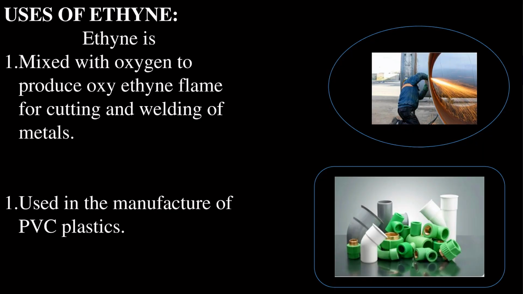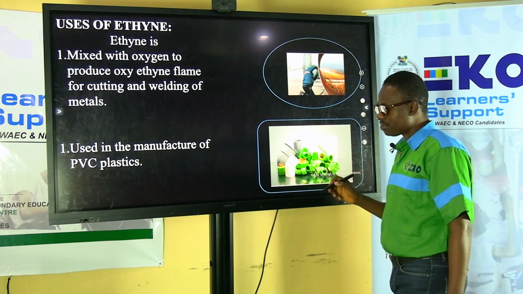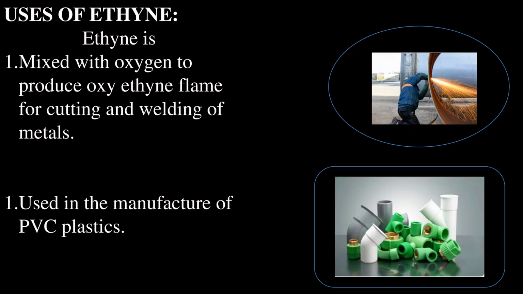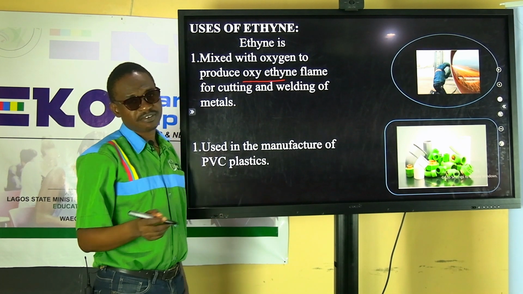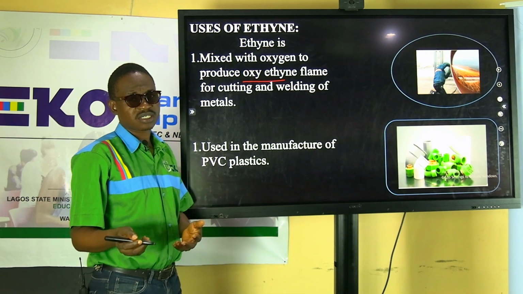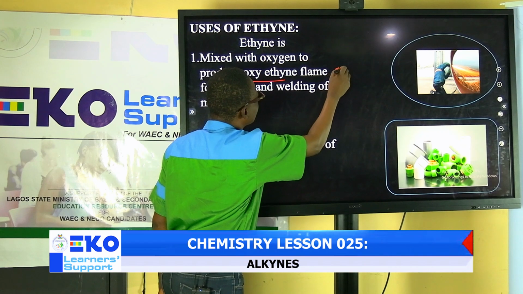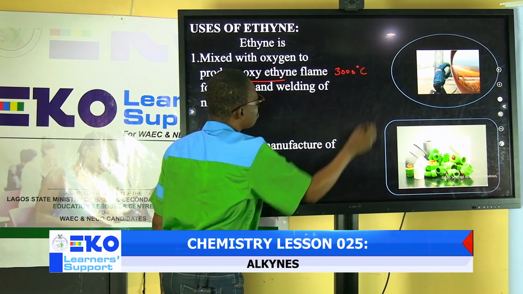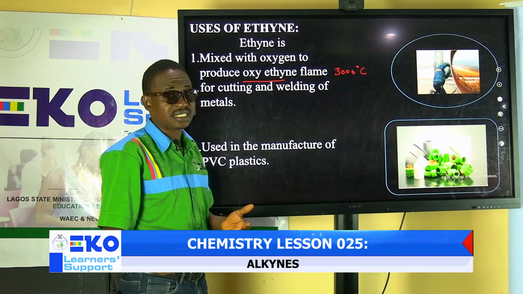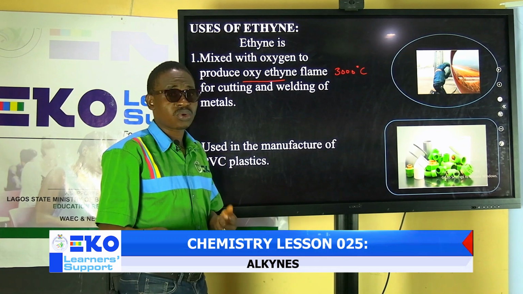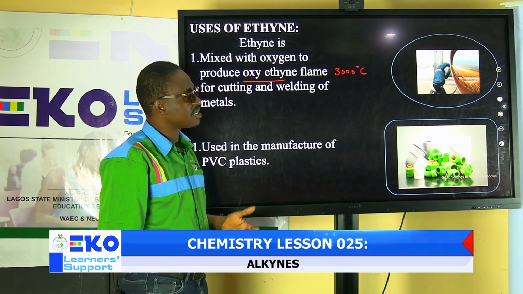Now, what are the uses? So what are the uses of this particular ethyne that I've been talking about? The first thing is you need to know that ethyne is mixed with oxygen to produce what we call oxy-ethyne flame, or we call it oxy-acetylene flame, with about 3,000 degrees Celsius.